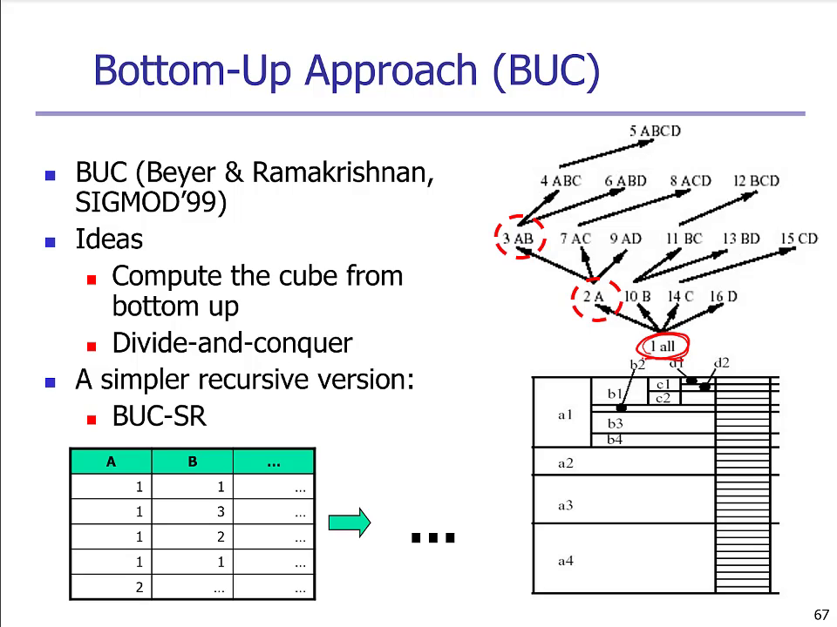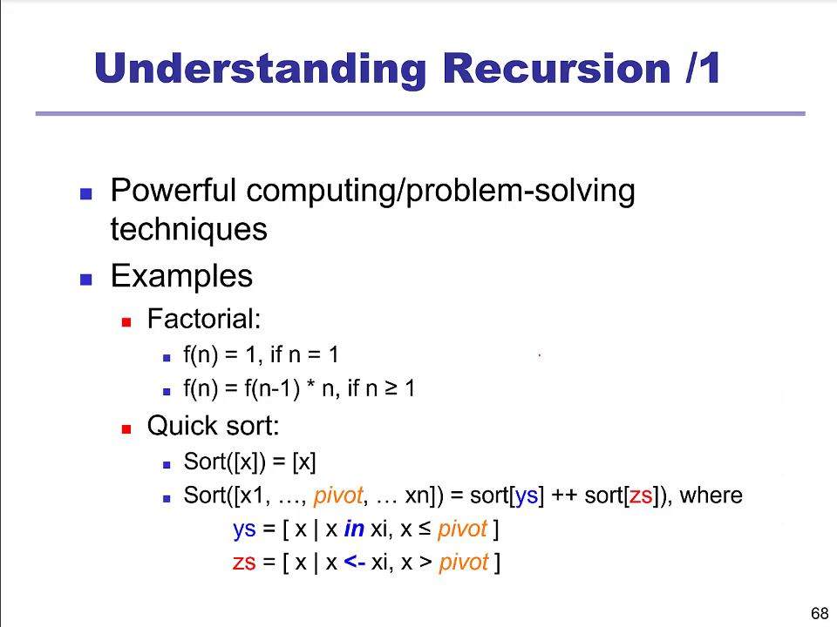And also in this course, we're introducing a simpler recursive version. That's why it's called BUCSR. This figure is actually from the original paper. It's not that intuitive, so we kind of ignore that. Yeah, let's go to the next page.